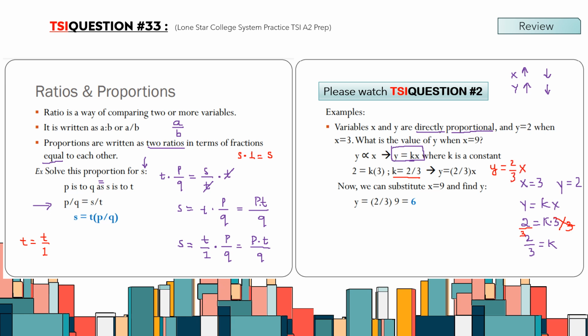Now they're asking, when x equals 9, what is y? So we use the complete formula with k equal to 2 over 3 times x. Then y equals 2 over 3, and when x equals 9, we plug in 9 here. So 9 divided by 3 is 3, multiplied by 2 is 6. Or we can do 2 times 9 divided by 3, that's 18 divided by 3, which is 6 as well.